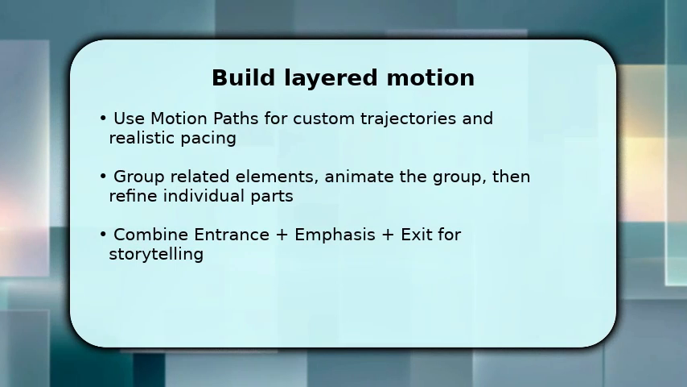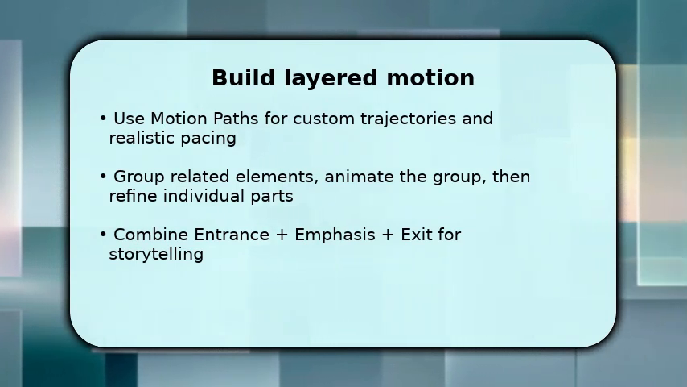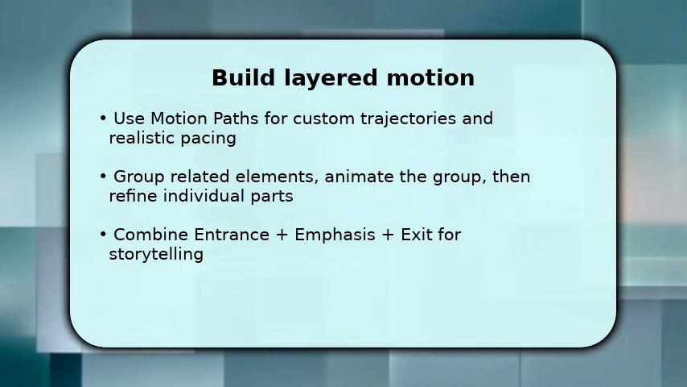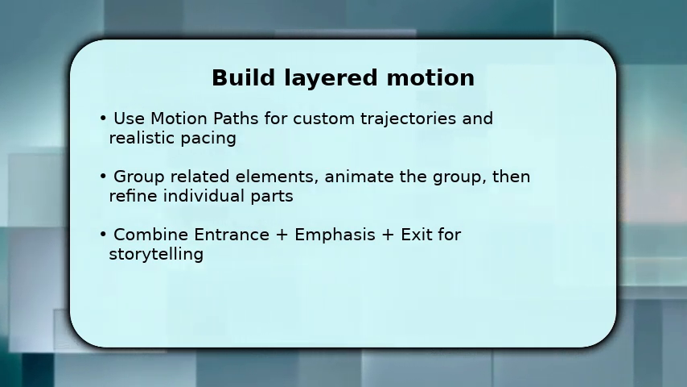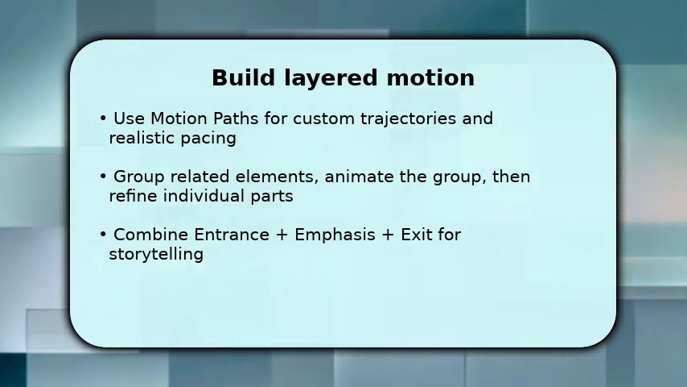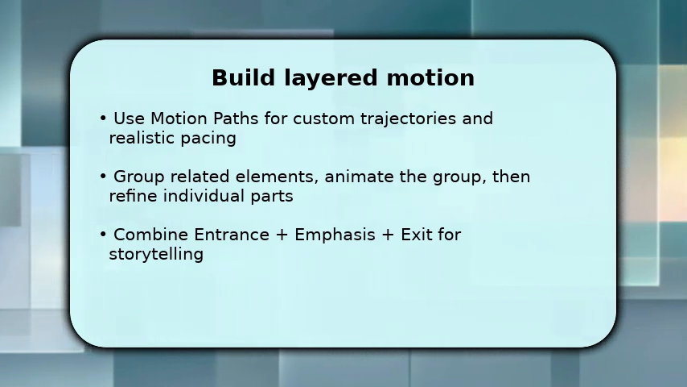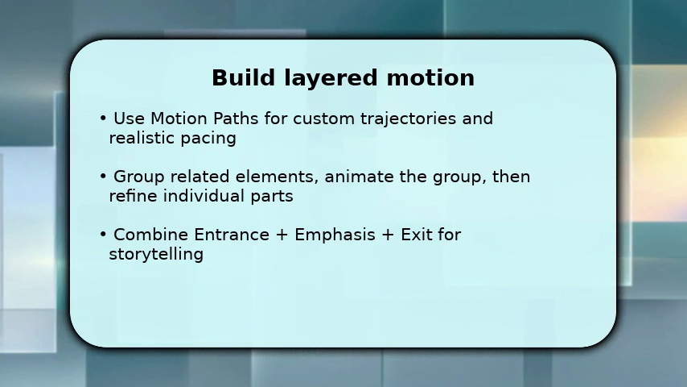You now create layered movement. Add a motion path to narrate direction, then adjust its curve and smoothing to avoid robotic lines. Once you group related shapes, animate the group first to anchor the scene, and then add shorter emphasis animations to individual items for secondary beats.